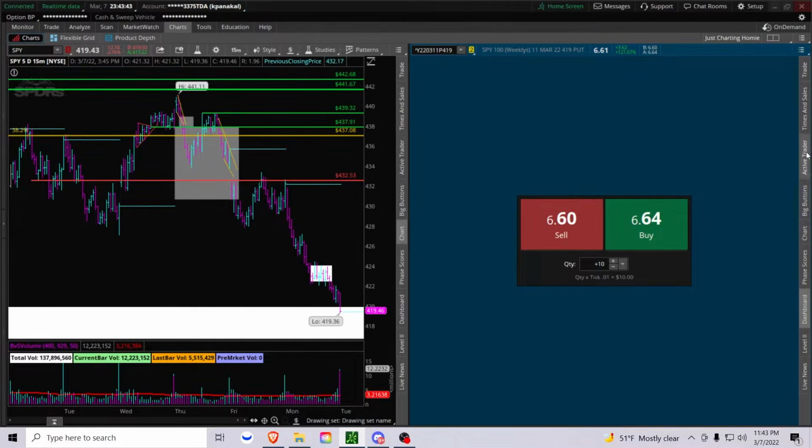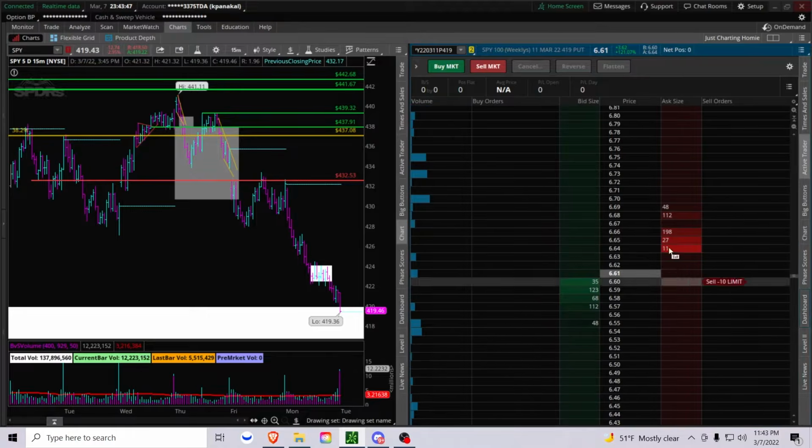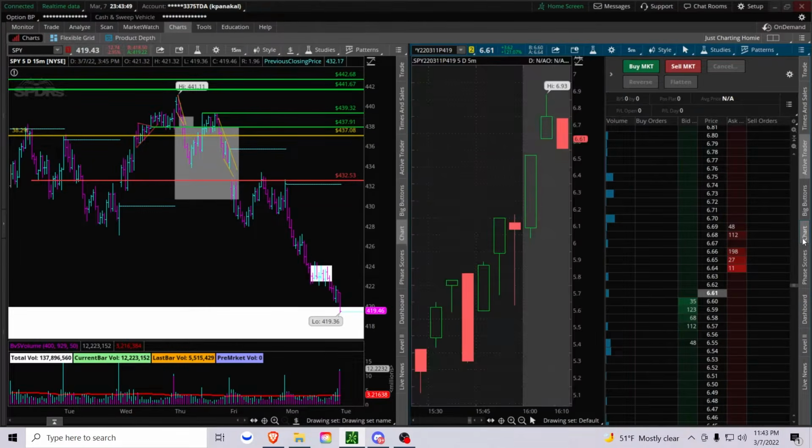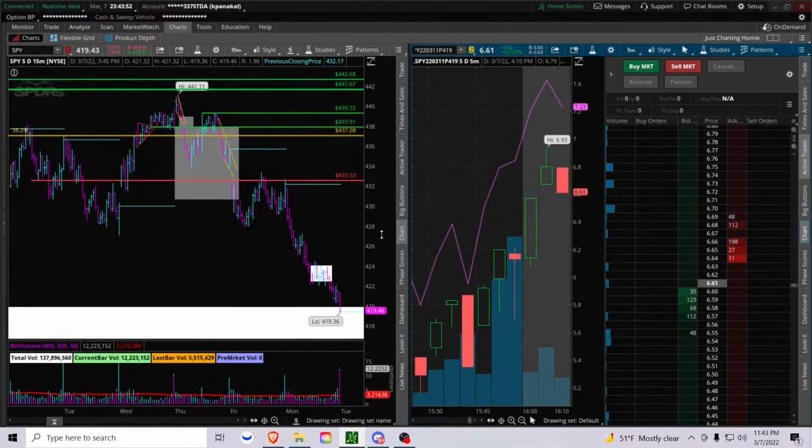You unclick dashboard and you click active trader, sorry, my bad. And then you would press chart. And then you would find this chart over here for the options.